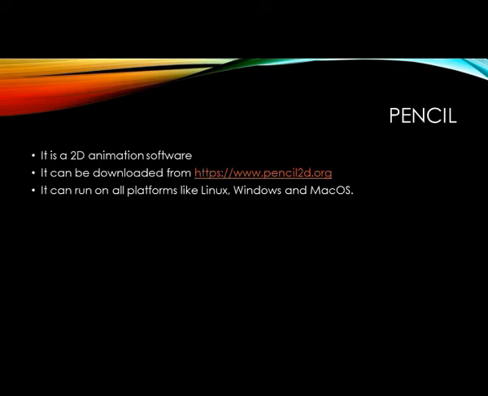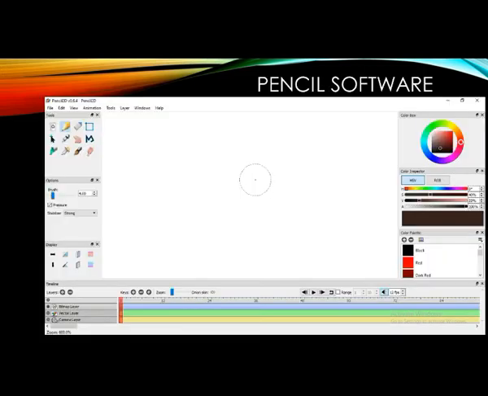Let's have an idea about Pencil authoring tool or software. Pencil is a 2D animation software. It can be downloaded from www.pencil2d.org. This software runs on all platforms, for example Linux, Windows and Mac operating system. Here you can see the screen of Pencil software, wherein we can see that on left hand side there are tools and other elements of this software. In center we have work area where we can create animation and few more tools we can see here.